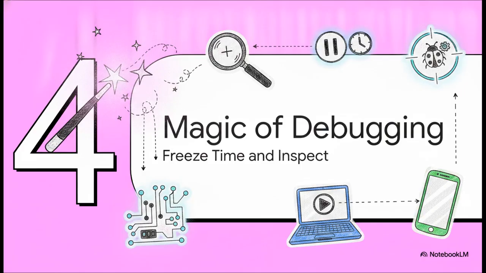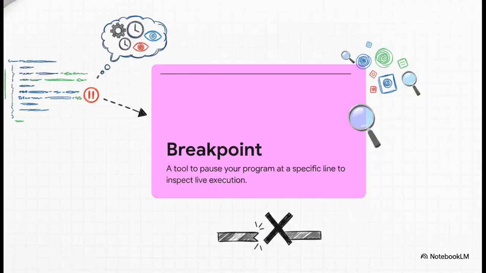Freeze time and inspect. So, the absolutely crucial point here is understanding what a breakpoint actually is. A breakpoint is literally your way of freezing time. It's a tool that pauses your program at a very specific line of code. Instead of the computer just reading the whole script in a millisecond, it stops exactly where you tell it to. This lets you inspect what is happening live. Trust me, it's way more powerful than just scattering print statements all over your code.